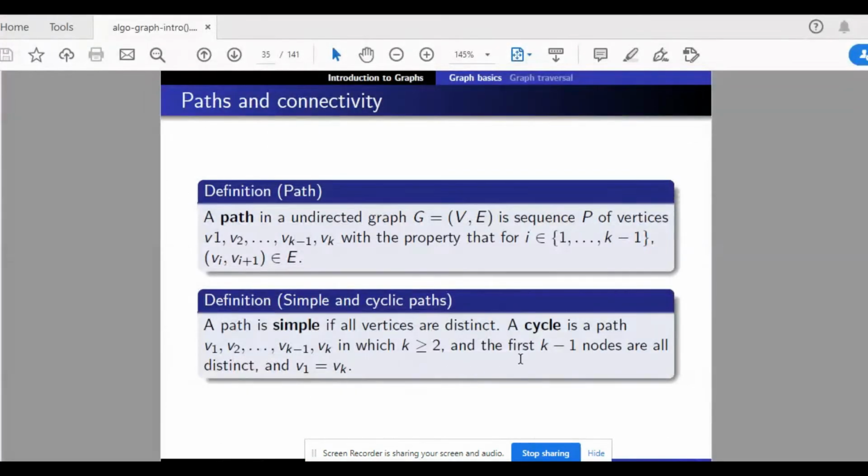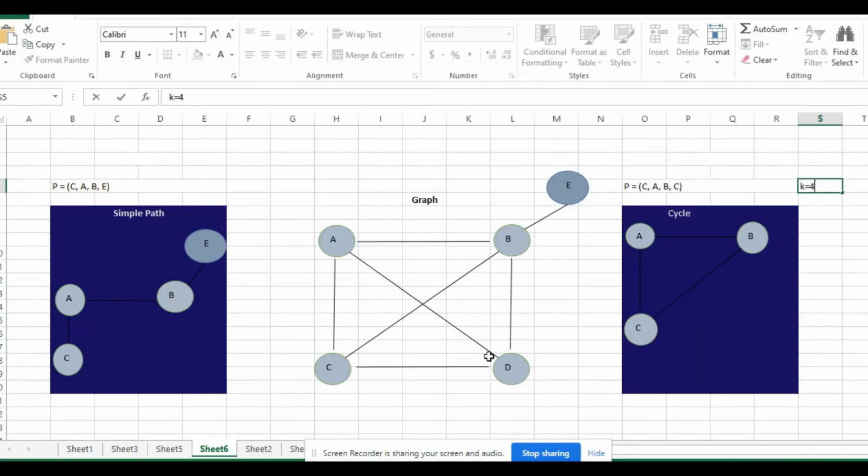The second condition says that the first k minus 1 nodes are all distinct. So there are four vertices in the sequence, and the first k minus 1, that means the first three vertices are distinct, right? C, A, B. There is no repetition of each of these vertices. C, A, B, there is no repetition. The first k minus 1 is distinct itself. So the second condition is also satisfied.